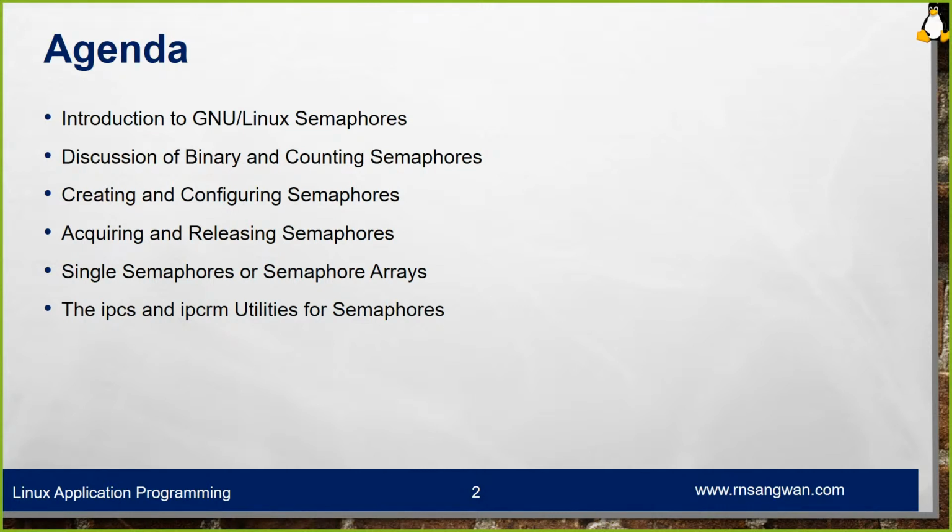binary and counting semaphores, creating and configuring semaphores, acquiring and releasing semaphores. Now you can read this as a lock, acquiring and releasing locks. Understand that. Acquiring and releasing semaphores, single semaphores or semaphore arrays. The ipcs and ipcrm utilities for semaphores. This is the agenda of the session.